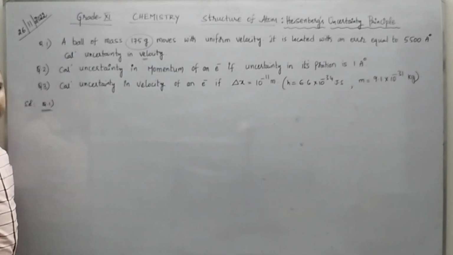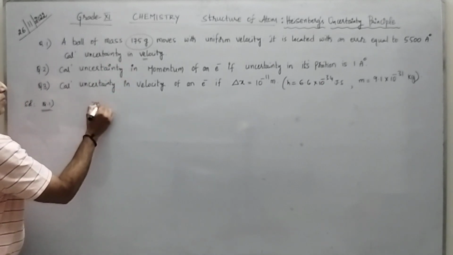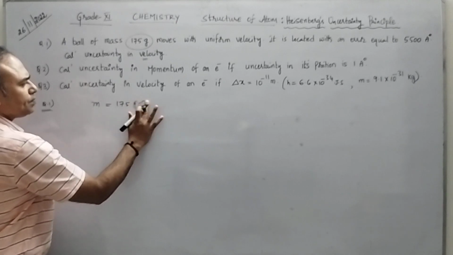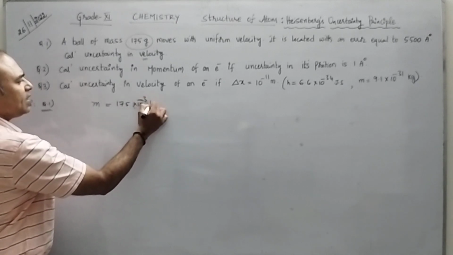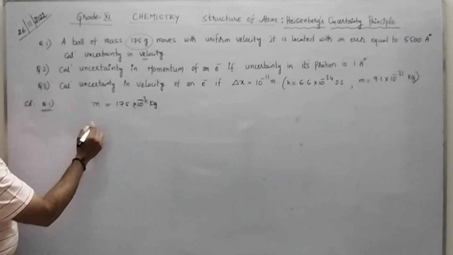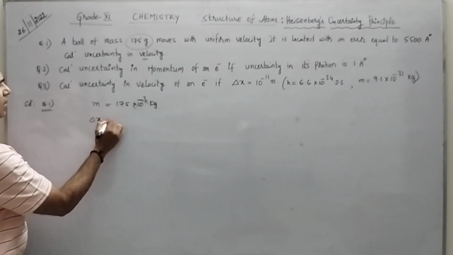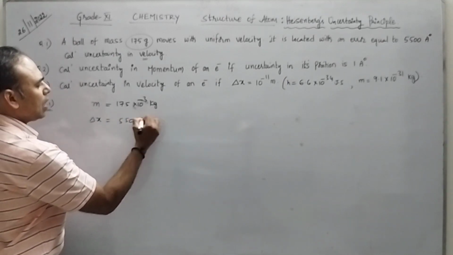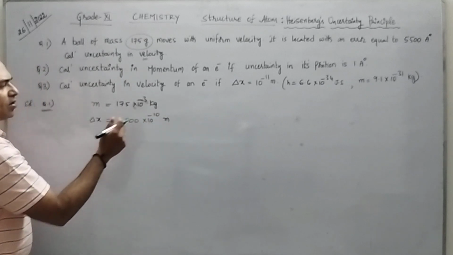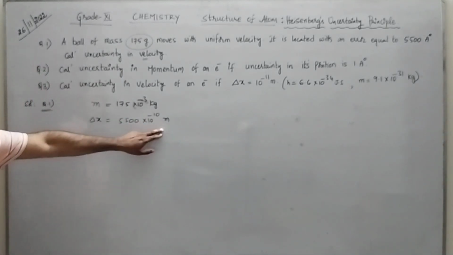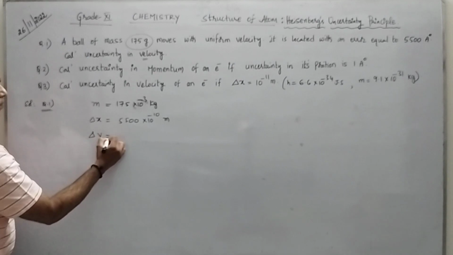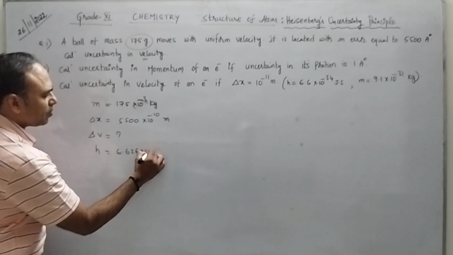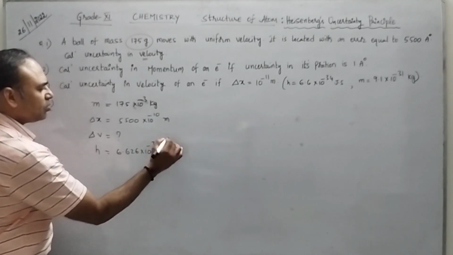First and foremost, let us write the symbols here. Mass m is equal to 175 grams, which can be converted into 175 into 10 to the power of minus 3 kg. Next, we have delta x, that is uncertainty in position, 5500 into 10 to the power of minus 10 meter. Because angstrom is given, we have converted into meter. Now the question is to find out delta v. H can be taken as 6.626 into 10 to the power of minus 34 joule second.